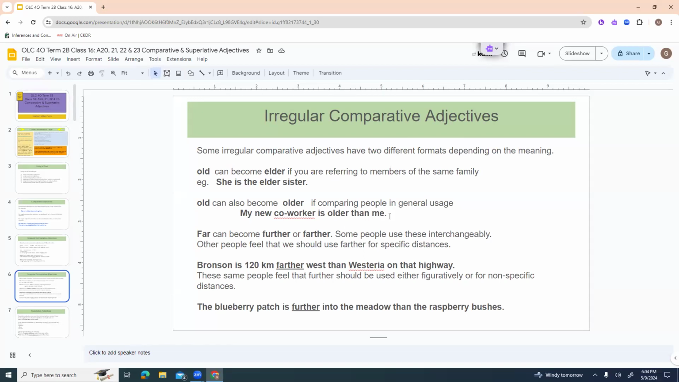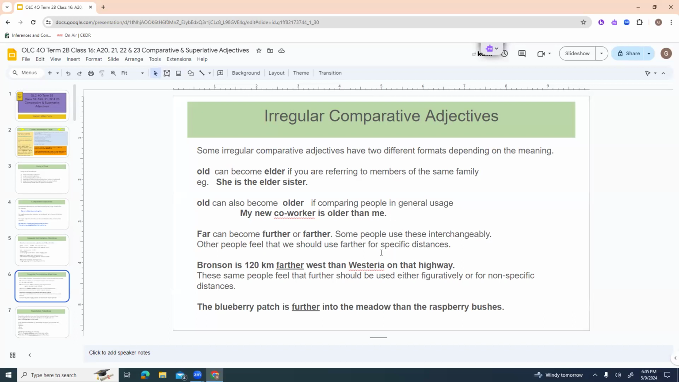Okay. Far has two different comparative forms. It can become farther or further. Some people use these interchangeably, they just don't worry about it. Some people have distinct ideas about how they should get used. So it's kind of a very controversial thing. I was trying to track this down on the internet to see which one was the correct way, but I really never got an answer because different people have different opinions.